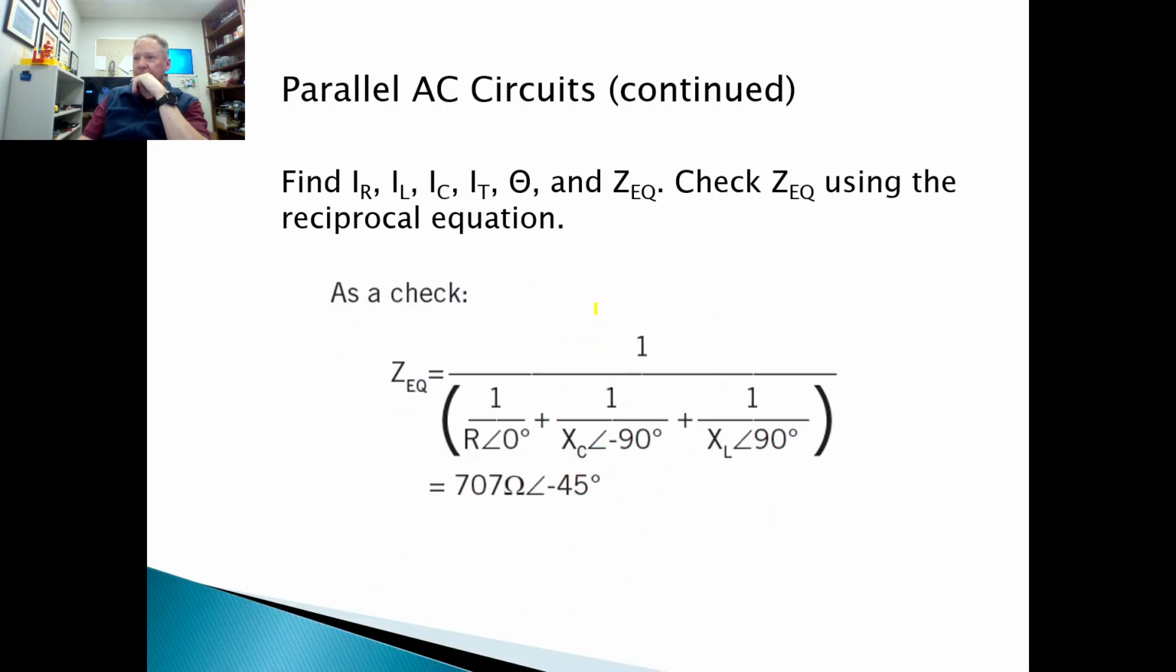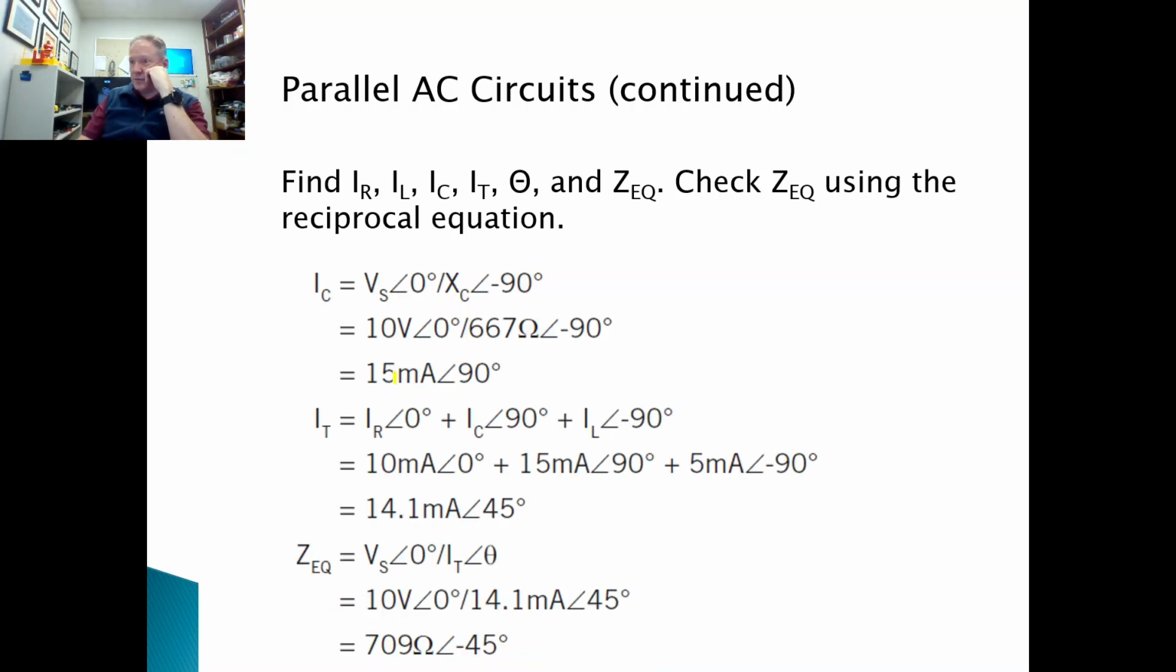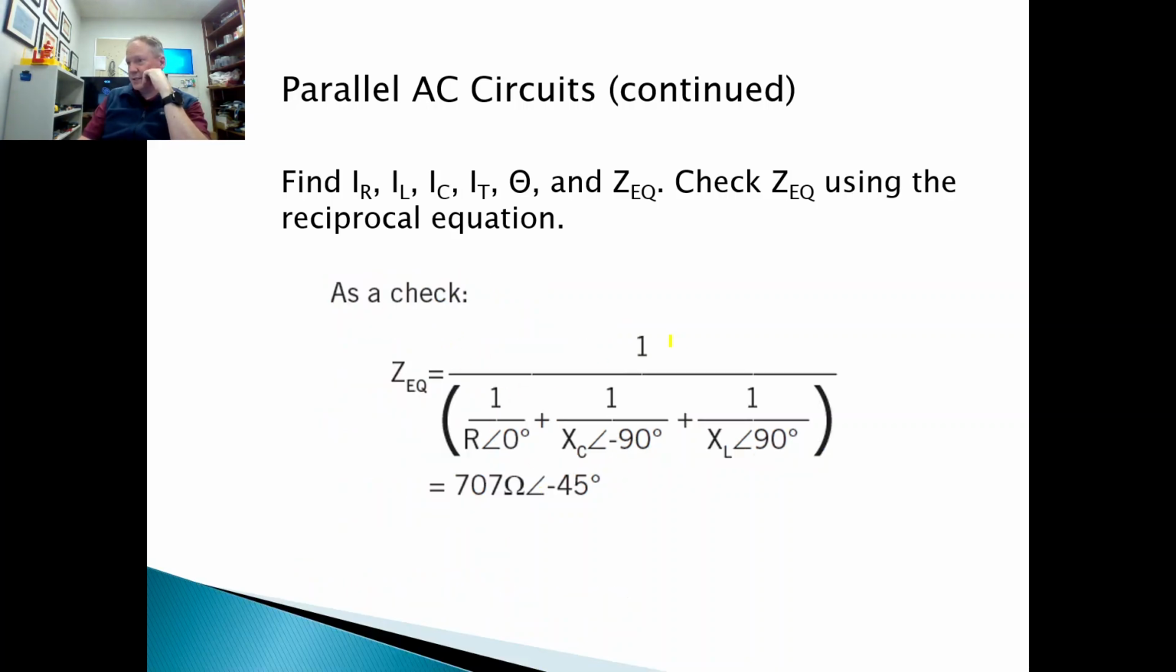All right. So then as a check, we can use the reciprocal equation to find it. Now, these other ones, we're just doing IT, and then we can say Z equivalent is still going to be VS divided by IT. We can also check it by taking the parallel resistance formula, right, which is Z equals 1 over the resistance plus the capacitive reactance plus the inductive reactance.